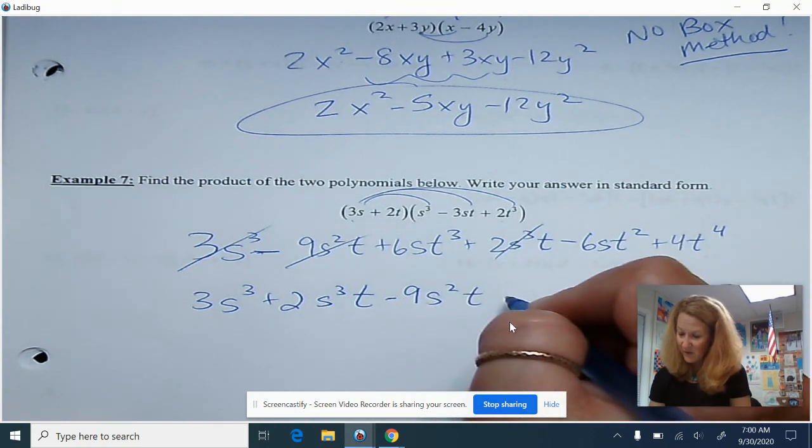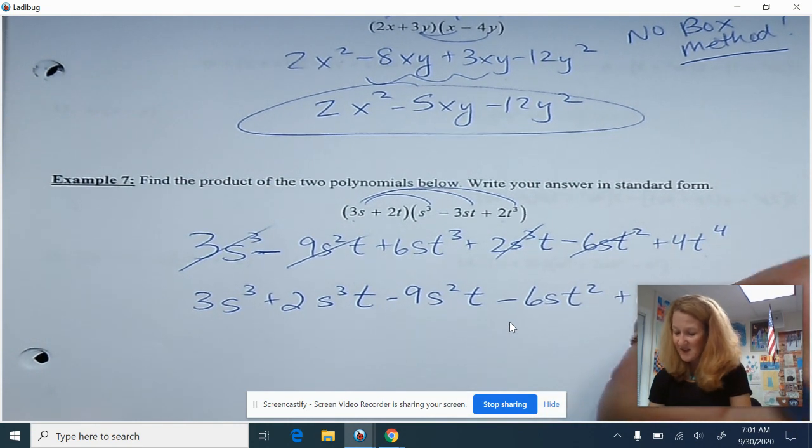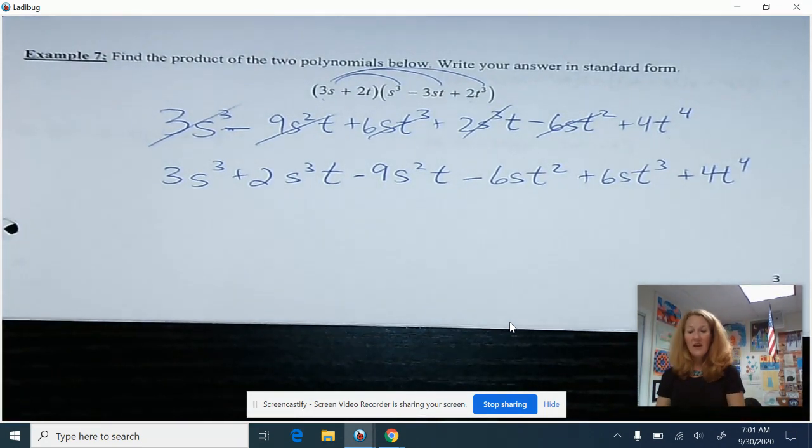So I'm going to do this one first, so negative 6s t squared, then positive 6s t to the third, and then finally positive 4t to the fourth. And I'll move that up so you can see it.